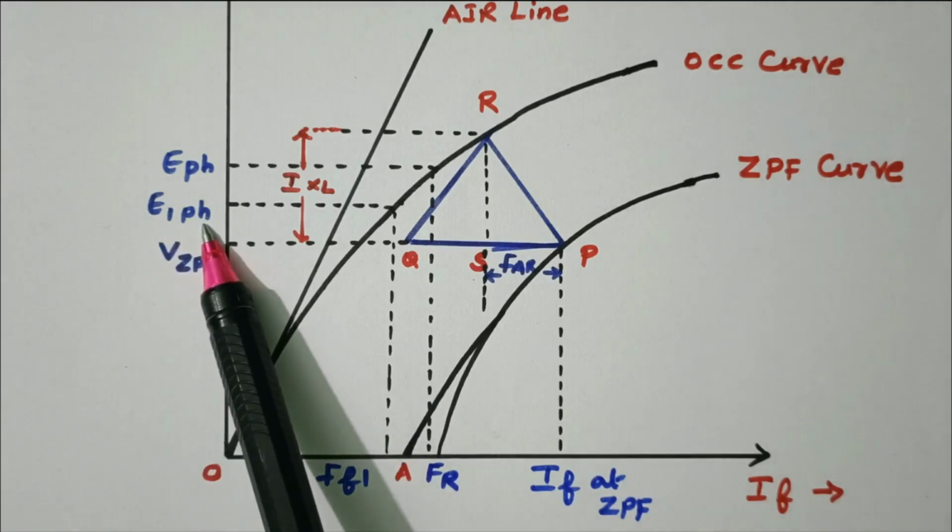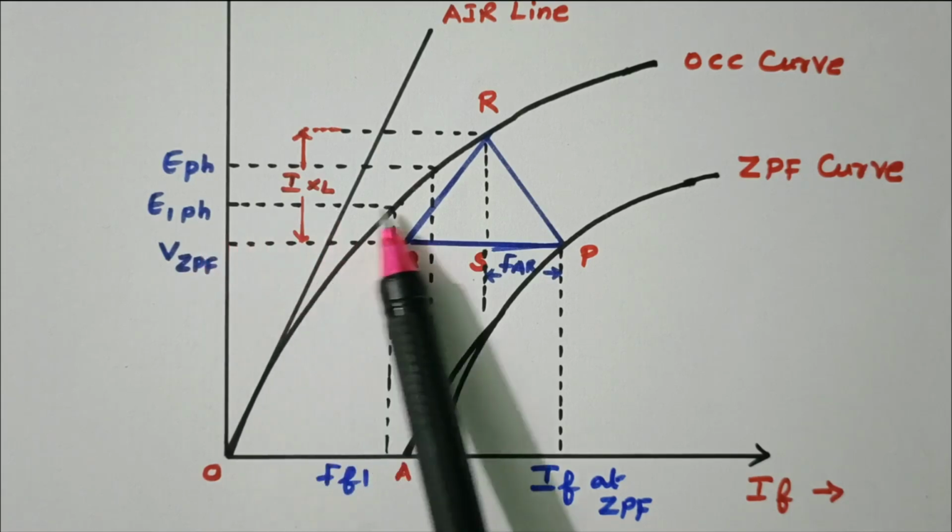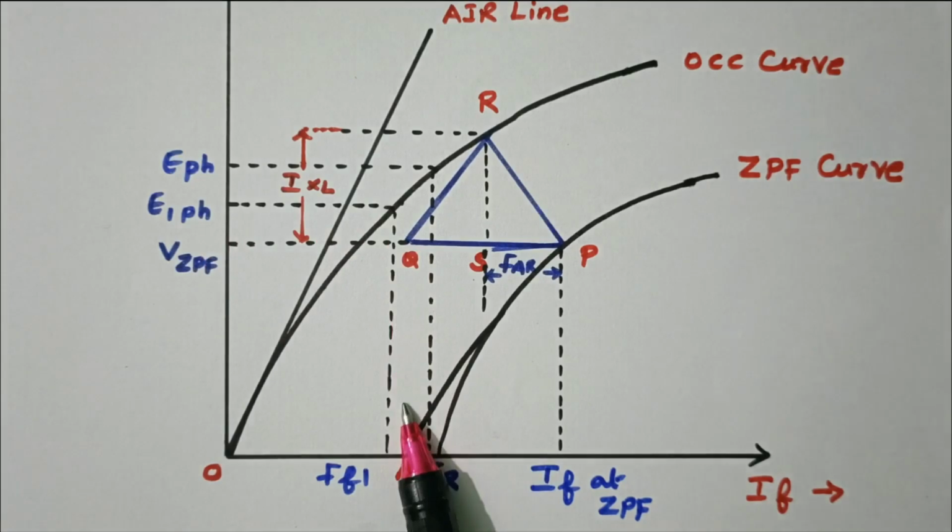So E1 phase is calculated from the formula. Then draw the line where it cuts the OCC, draw the perpendicular line, that is nothing but FF1. That FF1 is nothing but the field current from the OCC curve, the value of field current IF.